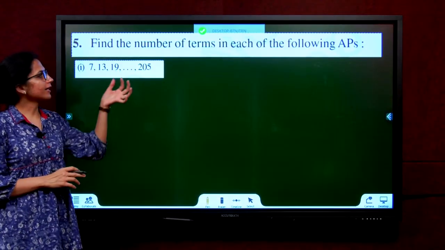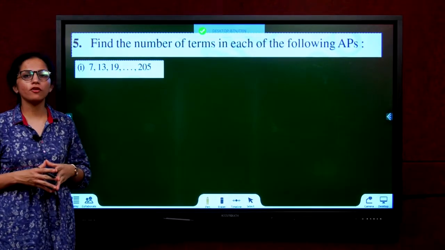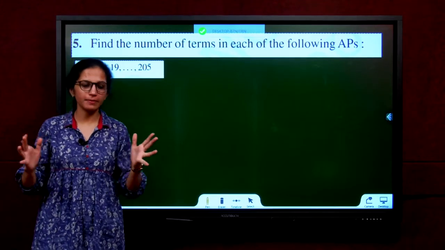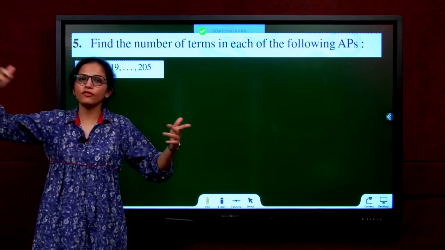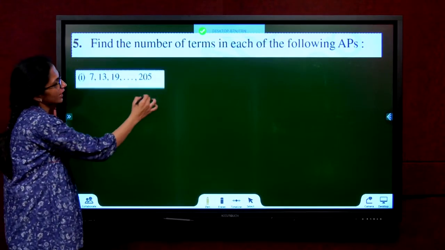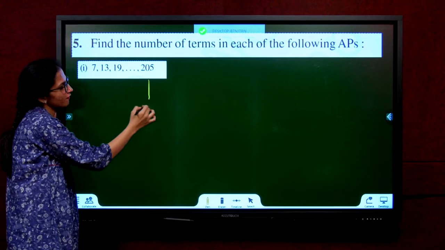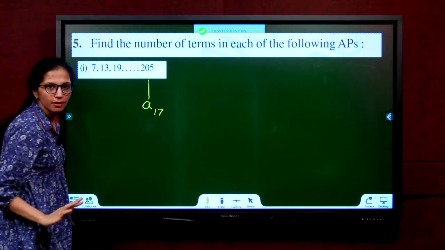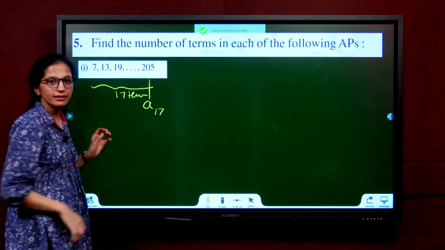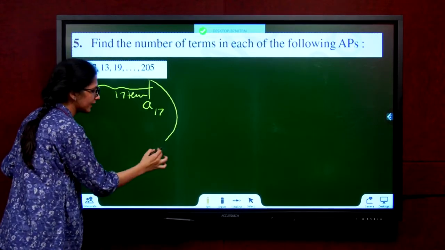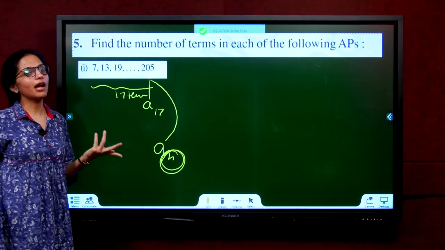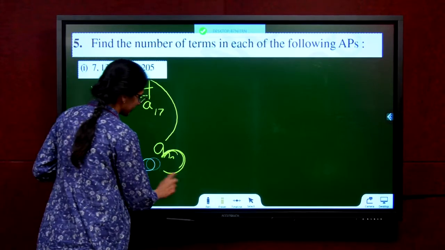Fifth one, find the number of terms in each of the following APs. See, they are asking how many, it's a finite AP. Finite AP means fixed terms. It's not forever. So, they are asking how many terms are here. See, if I find out which term this is, that means if I find out that, okay, this is the 17th term, then can I say there are totally 17 terms? Yes. So, what I will do, I will take this as AN and I will find the value of N. That will tell me how many terms are there in the AP.